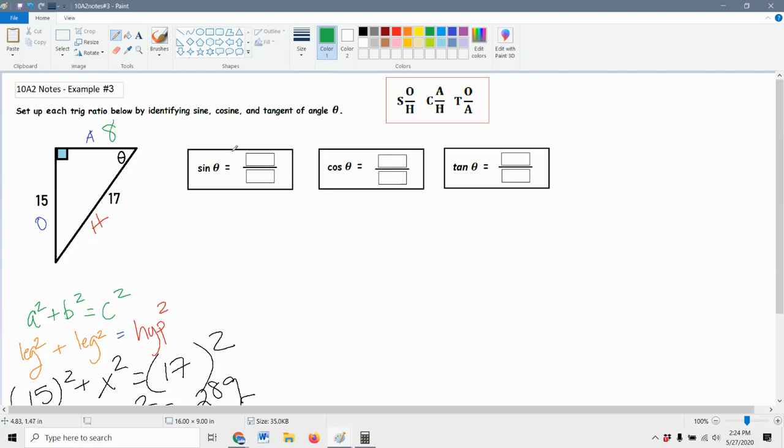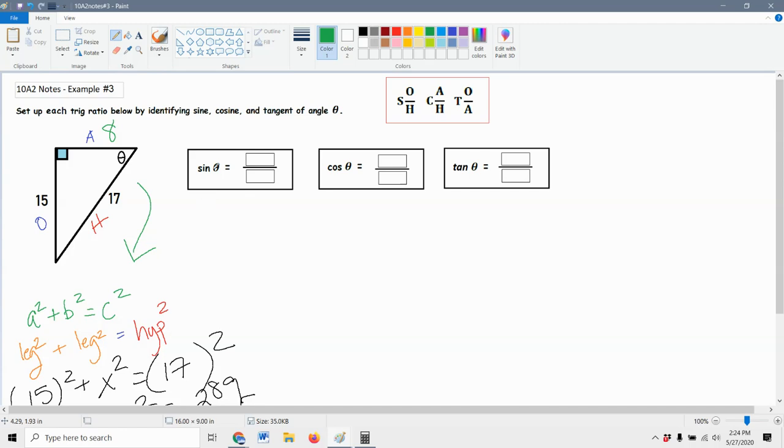And when we fill in our trig ratios, now we have numbers to fill in for all of our sides. Okay, so if you're missing a side, just find that missing side using what we learned about the Pythagorean Theorem formula in 10A Part 1. There are lots of videos showing how to do that if you missed it.